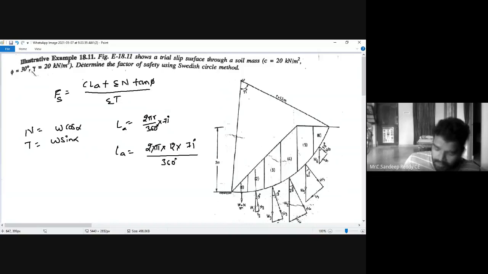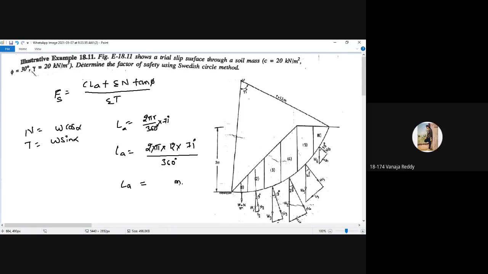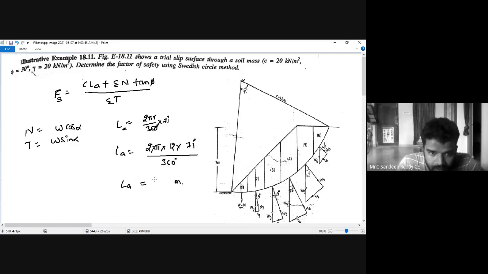So tell me this value, how much? What is the value of La? La is equal to how much? It should be in meters. Quick. 14.87 meters. 14.87 meters, right? La is equal to 14.87 meters.